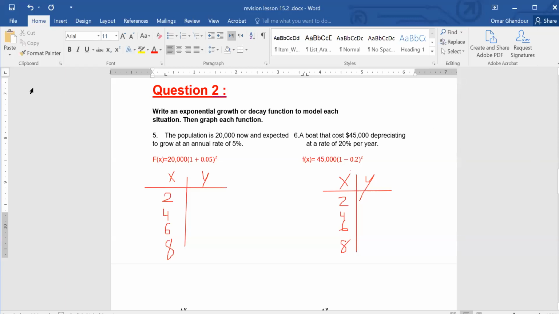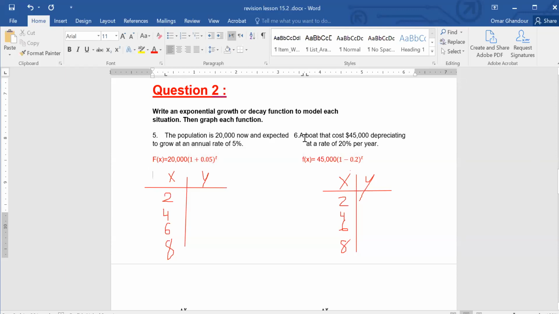Okay. For question 2, write an exponential growth or decay function to model each situation, then graph each function. I read the first question. The population of the town is 20,000 now and is expected to grow. Since it's expected to grow, this is a growing model, so I wrote the exponential growing model, which is f of x equal to a, this is a, times 1 plus r. Of course, this is r. How did I find r? 5 divided by 100. It became 0.05, to the power of t. We don't know what t is, so I left it as it is, unknown.